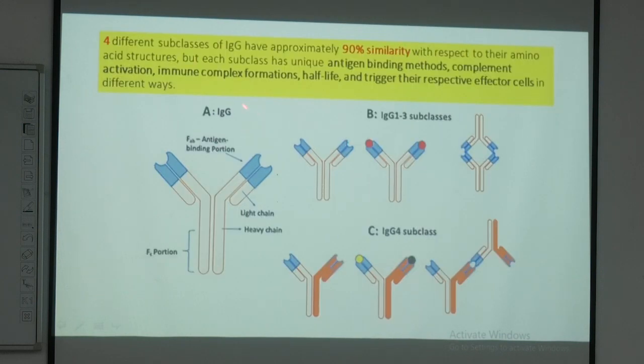This IgG can be subclassified into 4 subclasses, and these subclasses are 90% similar in structure and mainly different in function. So 90% of the structural amino acids are the same, but the function is different.